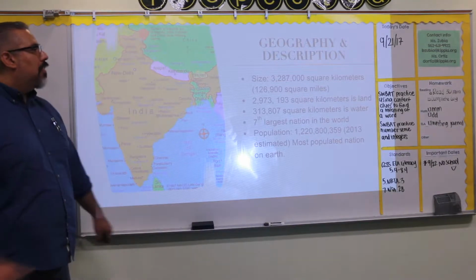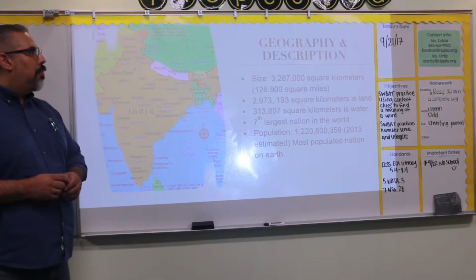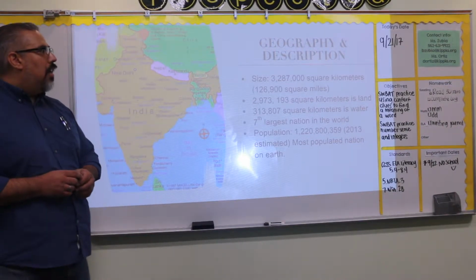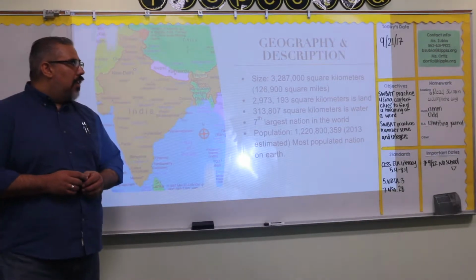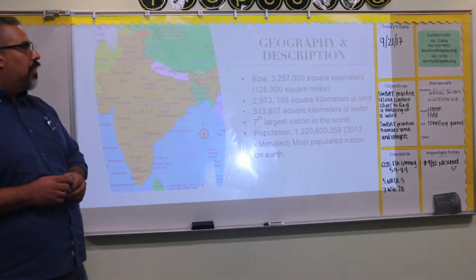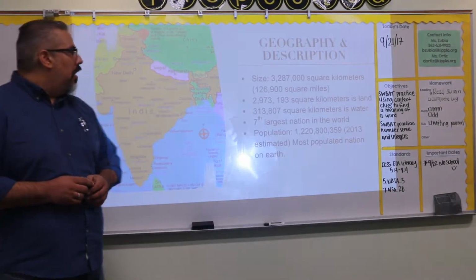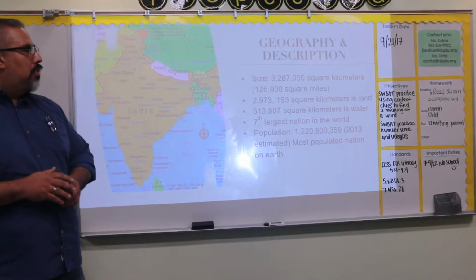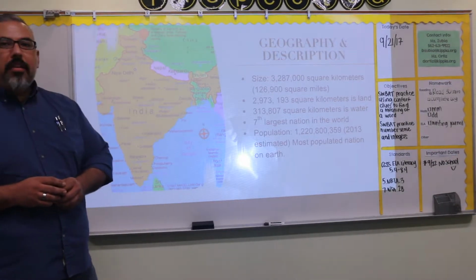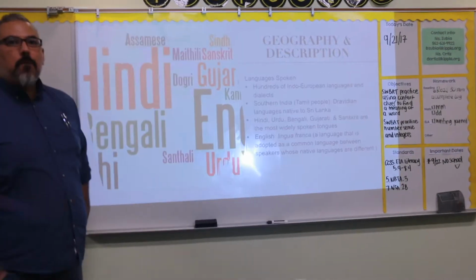So we're talking about the size of India. We're looking at 3.2 million square kilometers: 2.9 million is land, and 313,000 is water. It's the seventh largest nation in the world, and the population is 1.2 billion. It's the most populated nation on Earth.